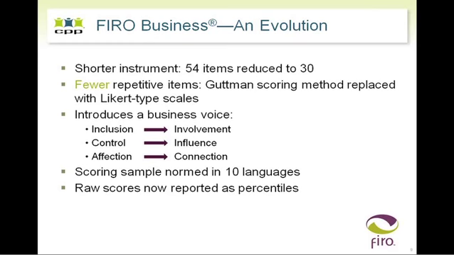I mentioned earlier that the scale names have even been renamed from inclusion, now involvement; control, which has a sense of big brother and big sister to it, has been changed to influence. And affection, of course, which is perhaps one of the most problematic in terms of the name for the scale, has been renamed to connection. They get to the same underlying psychological principles, but I think that they are much more user-friendly and coach-friendly names.